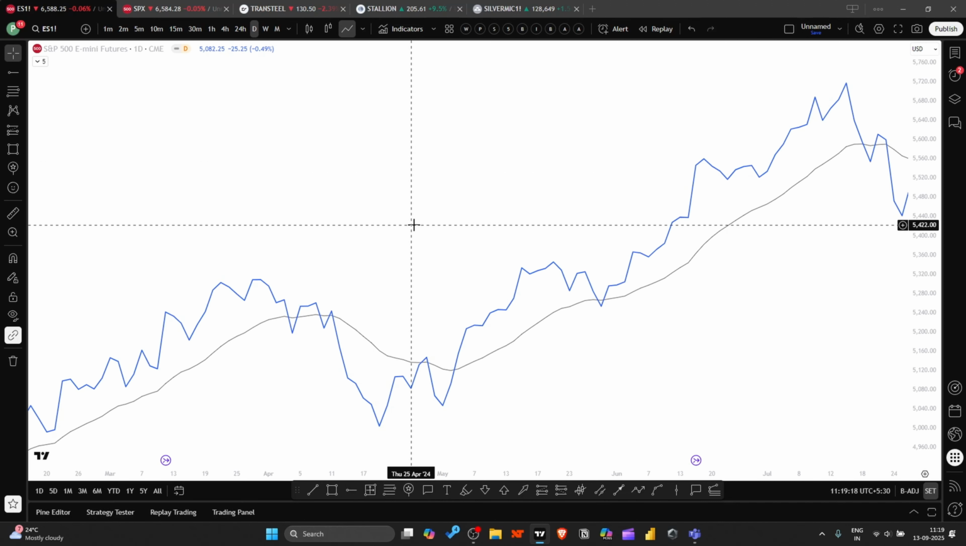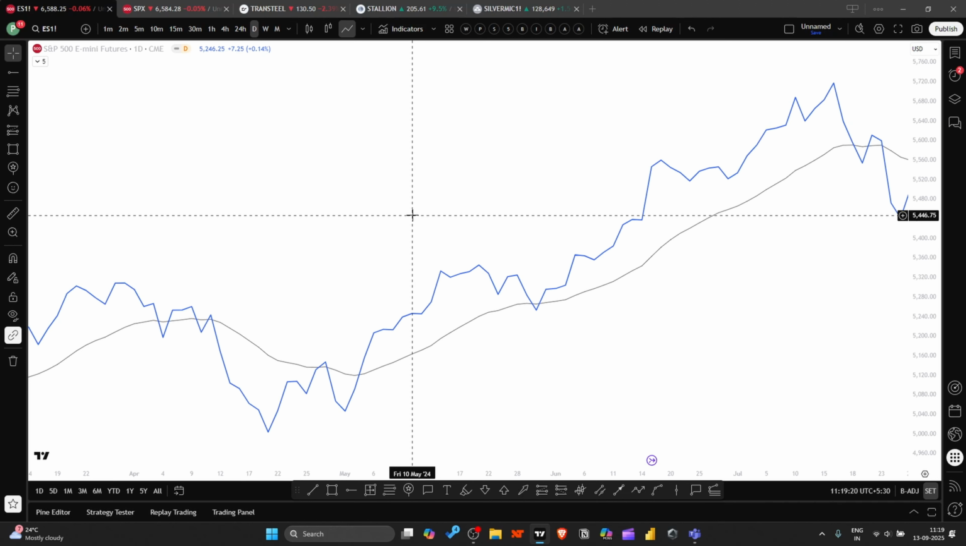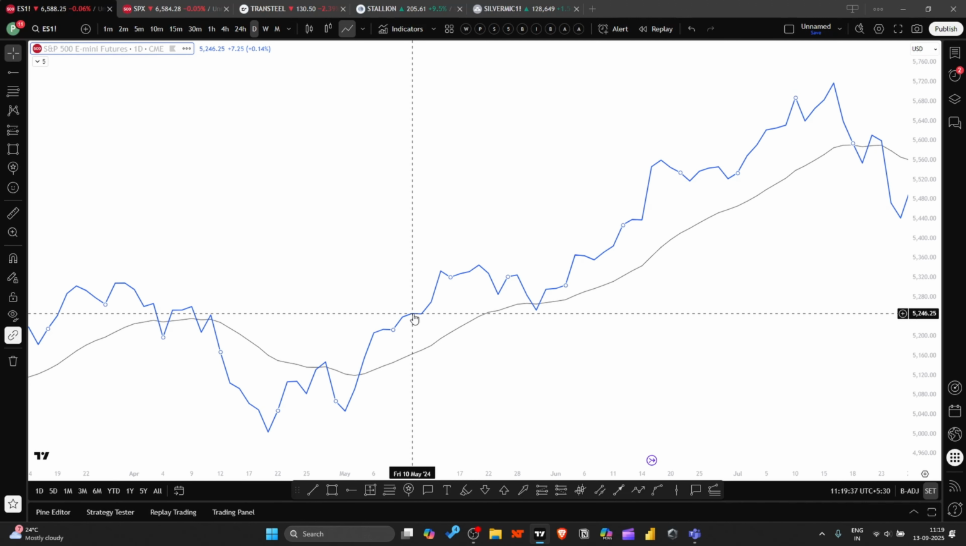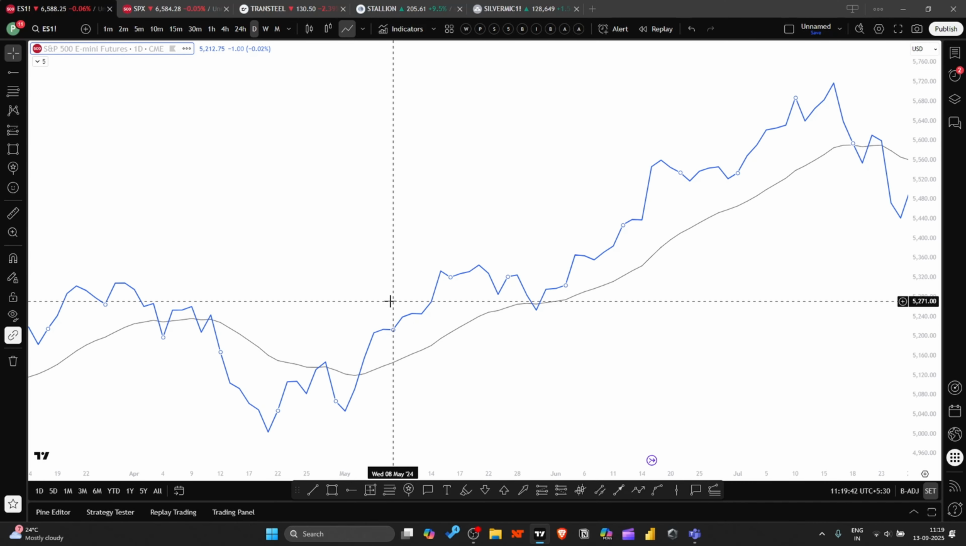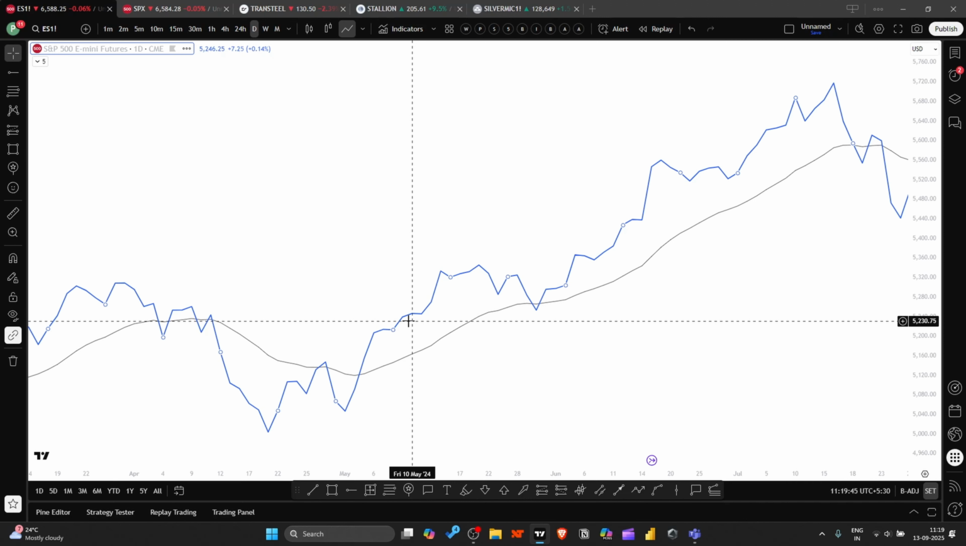If I come to a line chart, what it's showing is, if you see my cursor, this is Friday 10th May of 2024. The line chart is showing me the price on that day, which is the closing price, 5246.25. How do I know that? It's showing here on the top left corner. So on May 10th, it was 5246.25. That is the closing price of the market. It is only plotting the closing price of the market.